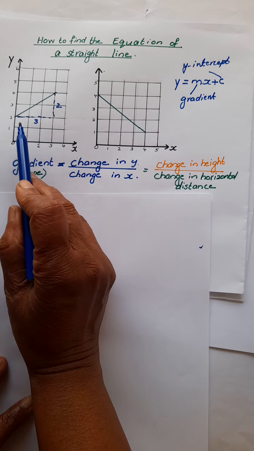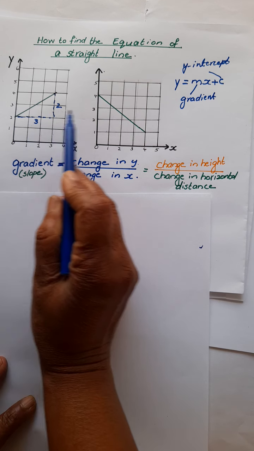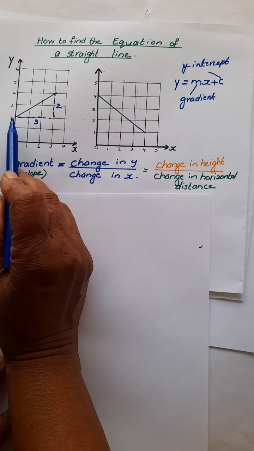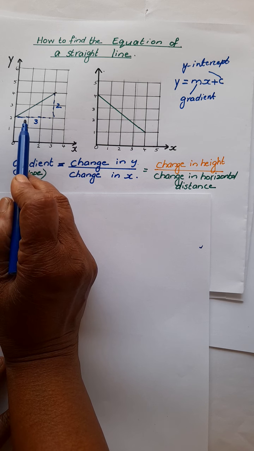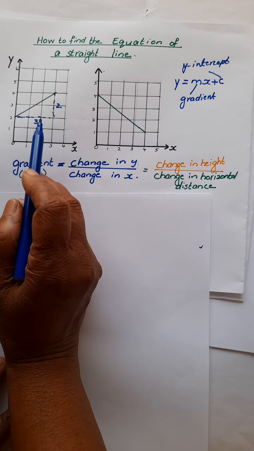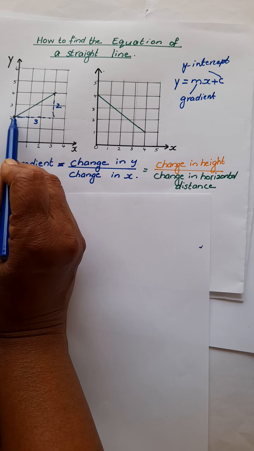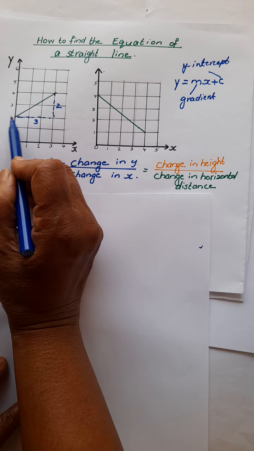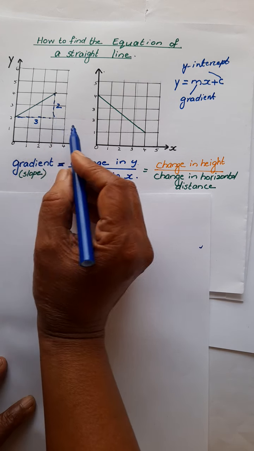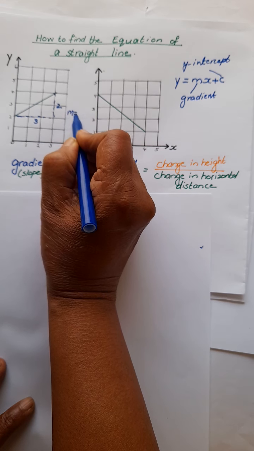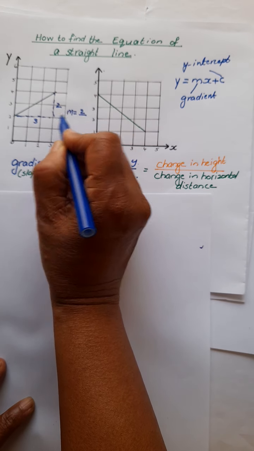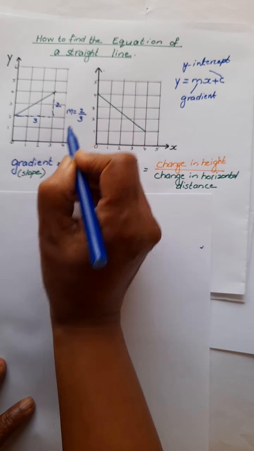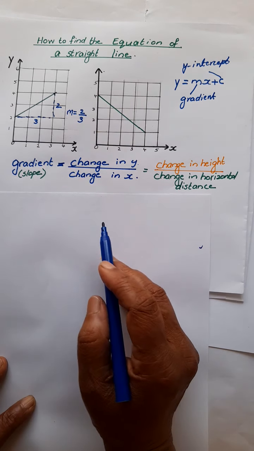And we need to find out whether it is a positive gradient or negative gradient. Always move from left to right to determine the slope and whether it is an increasing or decreasing function. The line going up to the right is a positive gradient. So the gradient here is positive, and then change in y is 2 over change in x is 3. So this is a positive gradient.